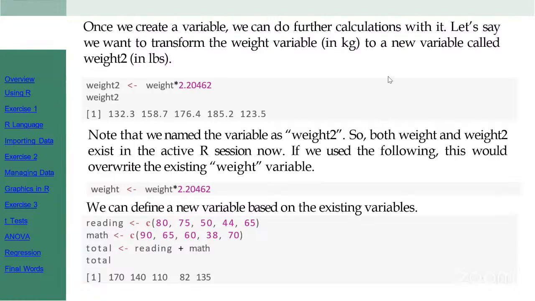Once we have created a variable, we can do further calculations, whatever we would like to do in the R environment. For example, the weights were there, and if you would like to multiply your weights by a constant, for example 2.2, and save it into another variable called weight2, how can it be done? weight2 is equal to, using the assignment operator, weight multiplied by 2.20462. Since weight was a vector with multiple entries, all those entries are multiplied by 2.2 and a new variable, weight2, is created, which is available in front of you.